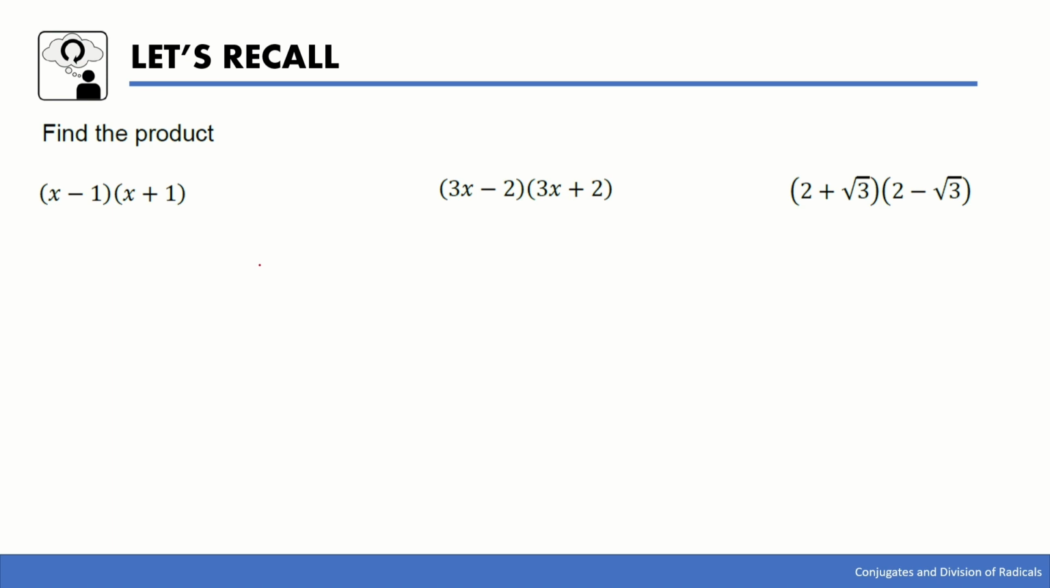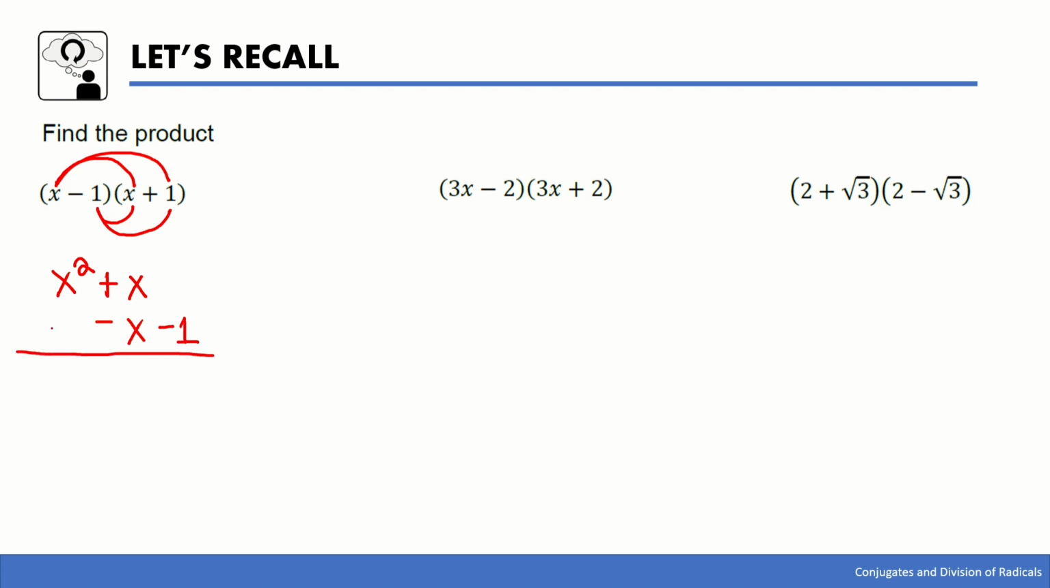Let's say we're going to find the product of x minus 1 times x plus 1. First, we multiply the first term to the first term of the other binomial. So x times x, the answer is x squared. Next, x times positive 1, the answer is positive 1x or simply positive x. Next, we multiply negative 1 times x, the answer is negative 1x or simply negative x. Lastly, we have negative 1 times positive 1, the answer is negative 1.